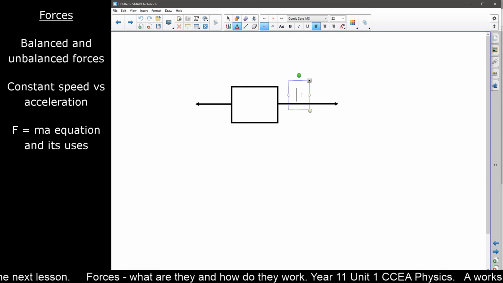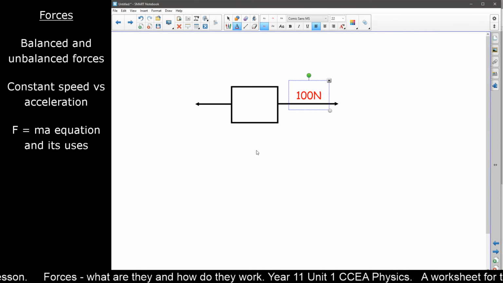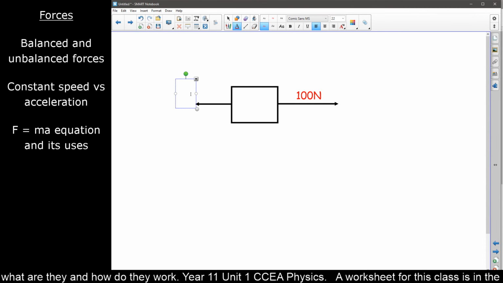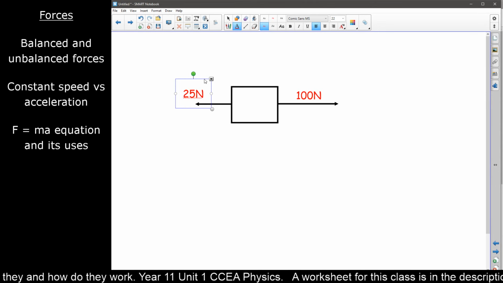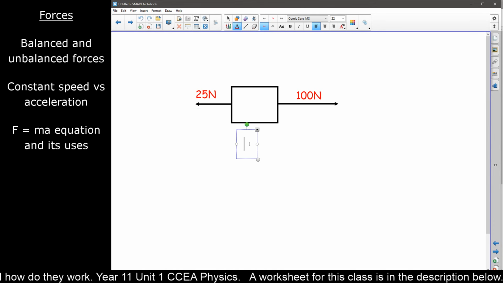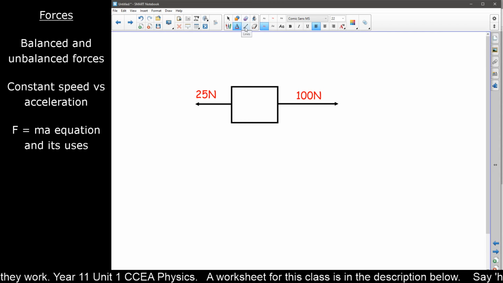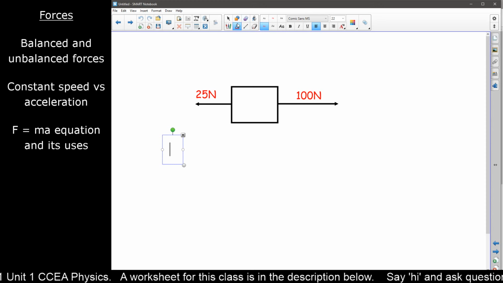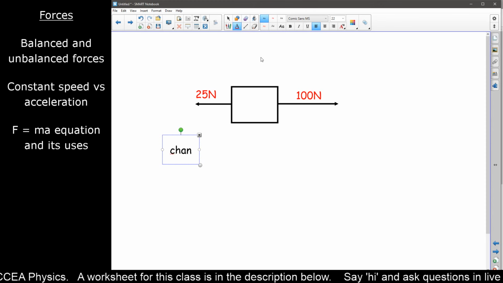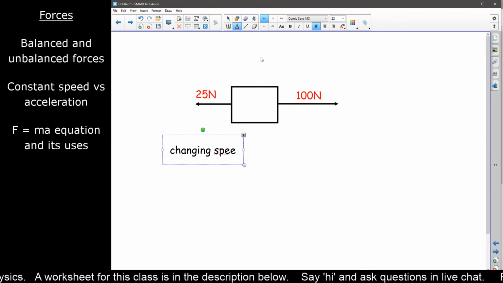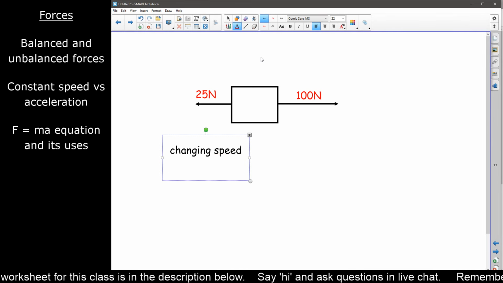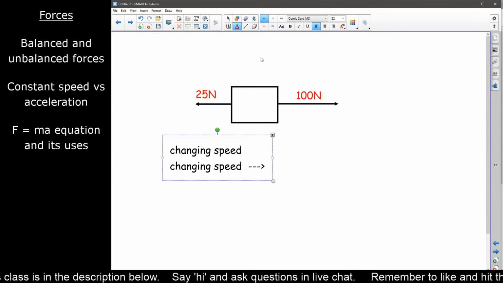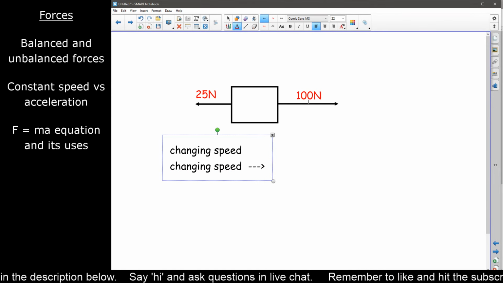If I said that I've got 100 newtons this way, newtons being the measurement that we use for forces, and I've got 50 newtons this way, well, not 50 because that's annoying, if I have 25 newtons this way, then we can make a couple of things about this. The first thing I can say is that this object is changing speed. That's number one. It is changing speed in this direction, because this force is bigger.